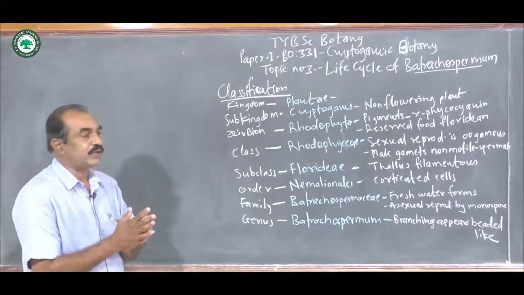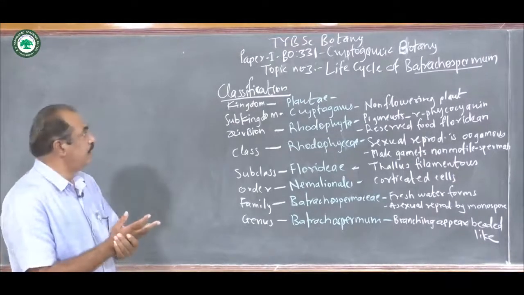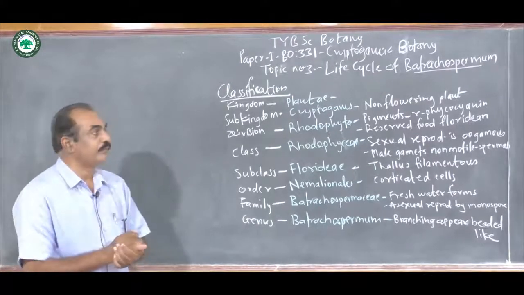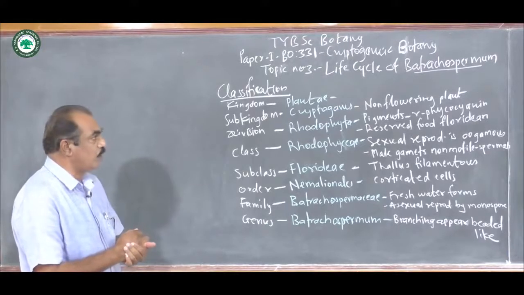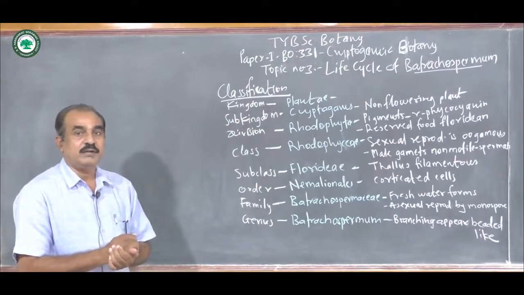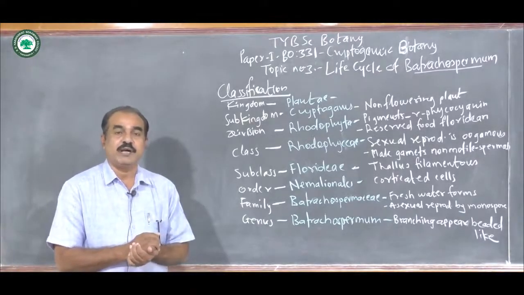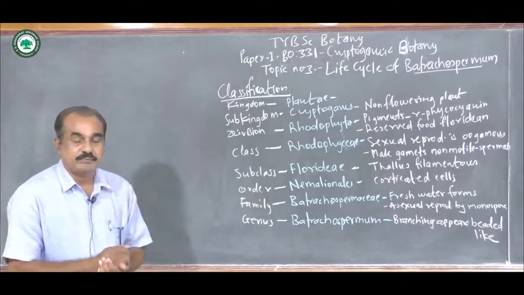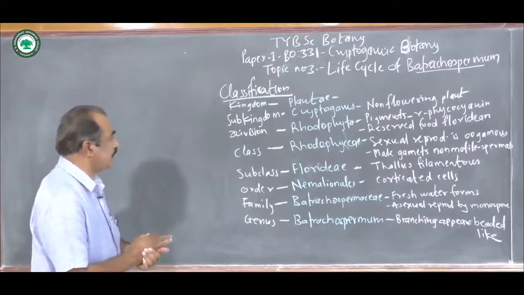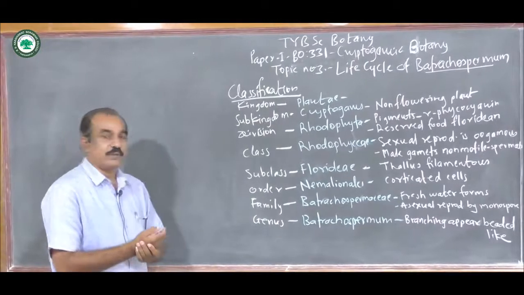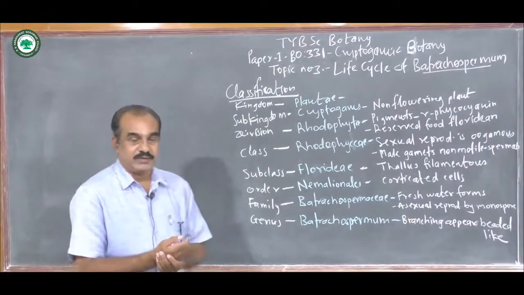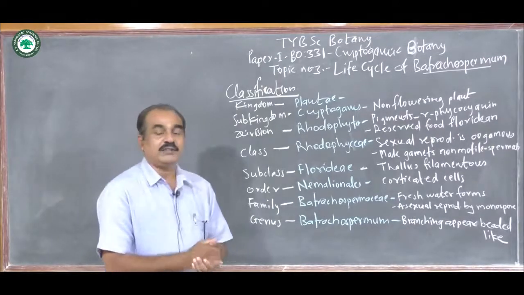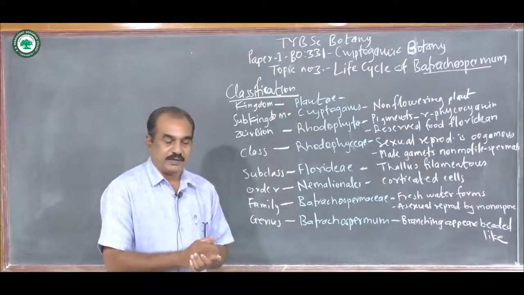Now it comes under the kingdom Plantae. Then subkingdom Cryptogams because it is a non-flowering plant. Then division Rhodophyta because it contains pigments like R-phycocyanin, R-phycoerythrin, chlorophyll A, etc. And reserved food material is the Floridian starch. Class Rhodophyceae. Sexual reproduction is oogamous type. Male gametes are non-motile and they are called the spermatangia.